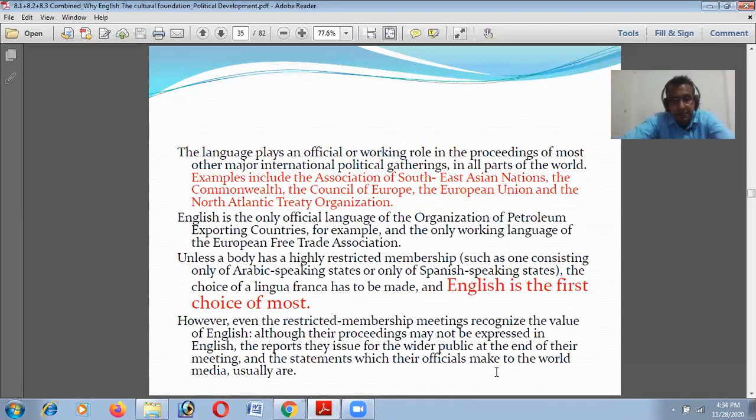Just for an example: Association of Southeast Asian Nations, the Commonwealth, the Council of Europe, the European Union, the North Atlantic Treaty Organization, the Organization of Petroleum Exporting Countries, and the European Free Trade Association. Everywhere, English is the first choice as a language for common or global communication.